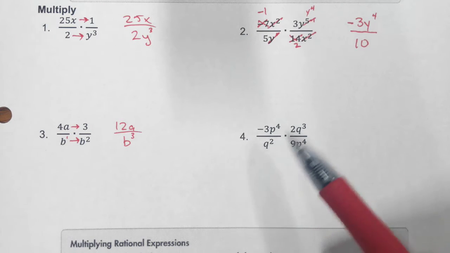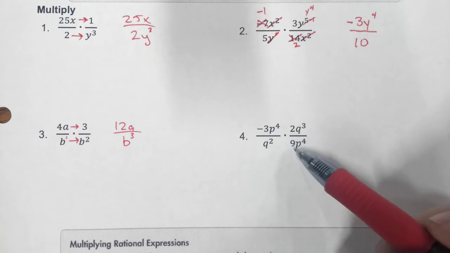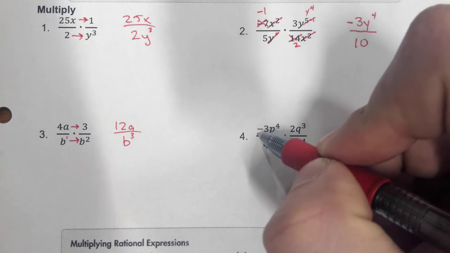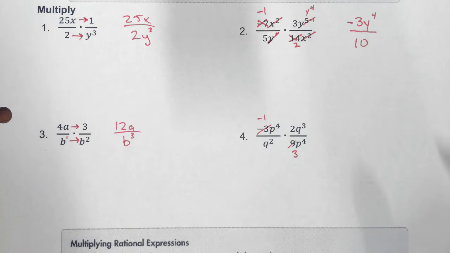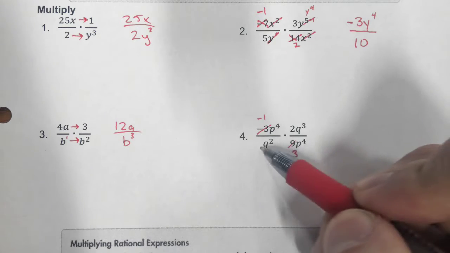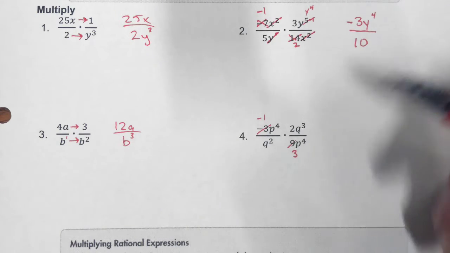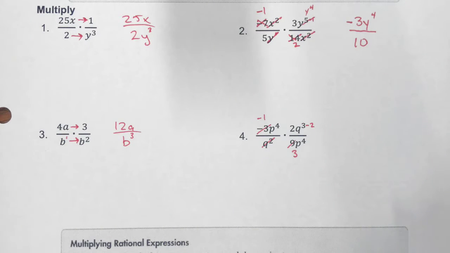On number 4, just much like number 2, I notice the coefficients, 3 and 9, are both divisible by 3. So negative 3 divided by 3 is negative 1. 9 divided by 3 is 3. No other numbers are going to divide. And then next, the letters. I have q squared on bottom, q to the third on top. 2 is smaller than 3, so I'm going to subtract 2 from both of those.